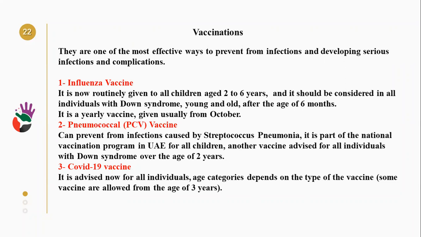Pneumococcal vaccine. This vaccine can prevent infections caused by Streptococcus pneumoniae. It's part of the national vaccination program in the United Arab Emirates for all children. But it is another vaccine advised for all individuals with Down syndrome over the age of 2 years. COVID-19 vaccine, it's advised now also for all individuals, but age categories depend on the type of the vaccine. Some vaccines are allowed from the age of 3 years.